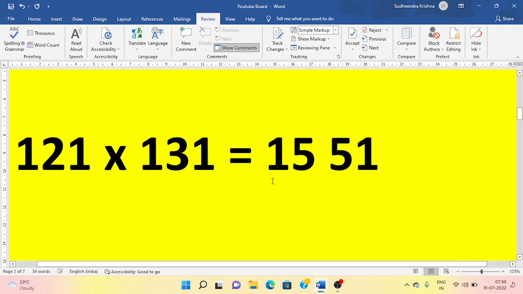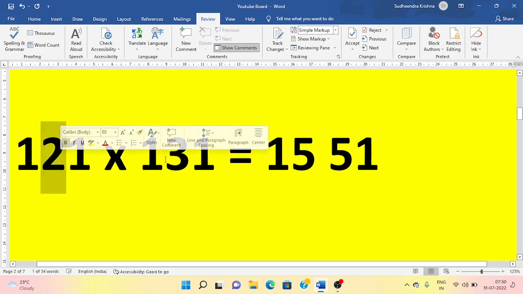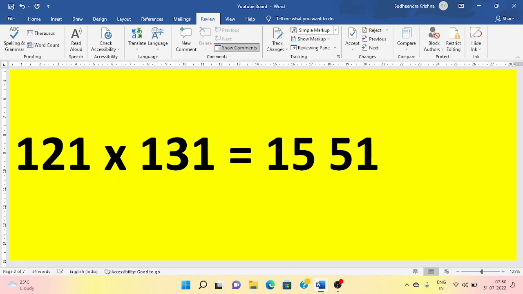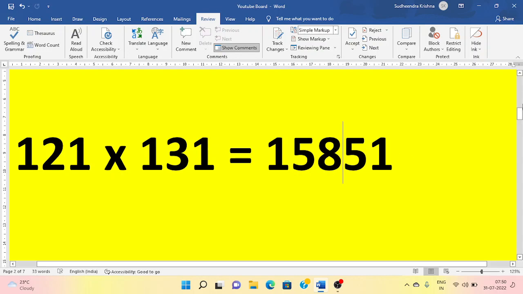Now you have to find the middle portion of the number. To get it, you multiply the digits 2 and 3 and add 2 to that. So 2 into 3 is 6, 6 plus 2 is 8. Put 8 here. So this is the required answer. 121 into 131 is equal to 15,851. It's as simple as this.